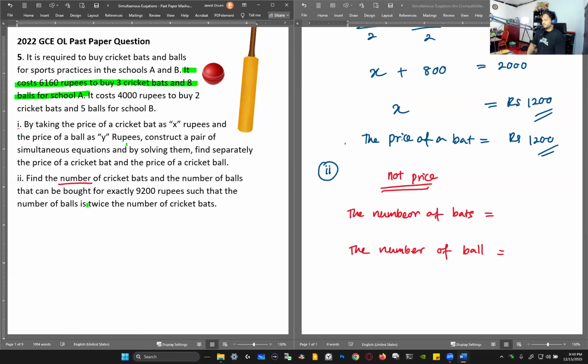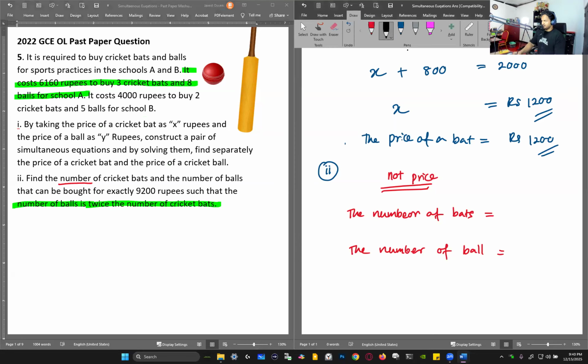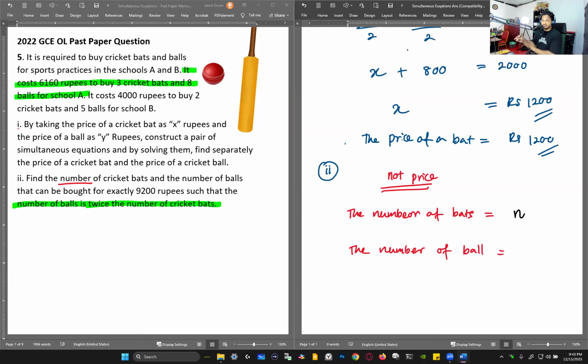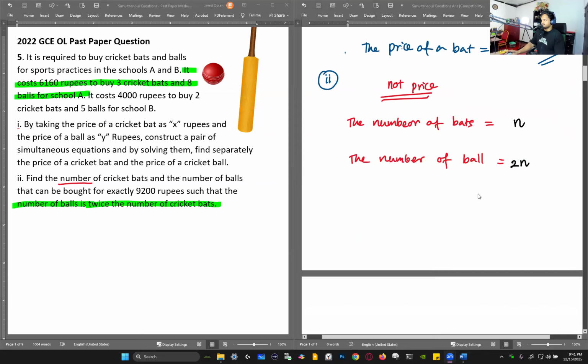Okay. Twice the number of cricket bats. The number of balls is twice the number of cricket bats. So if I take bats as F, number of bats as, I'll take N because N for number, Miss Fatima. I'll take F at a different time, okay? If the number of bats is N, Miss Fatima, what is the number of balls? Think logically and tell me. How many? 2N. Absolutely 2N. And you are also right, Ahmed, 2N. It's very simple.